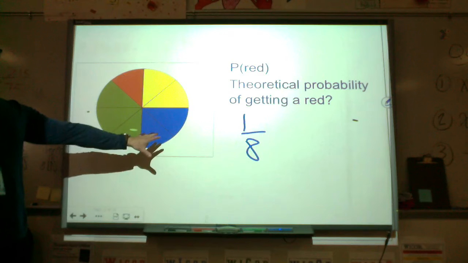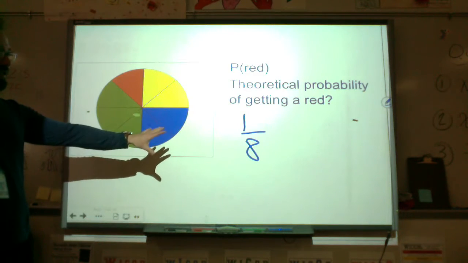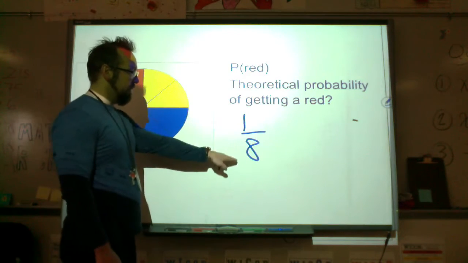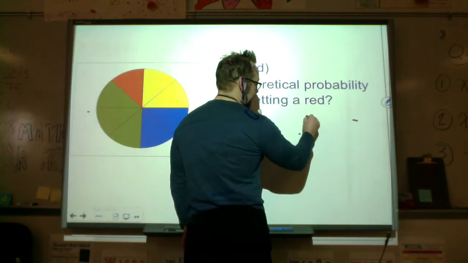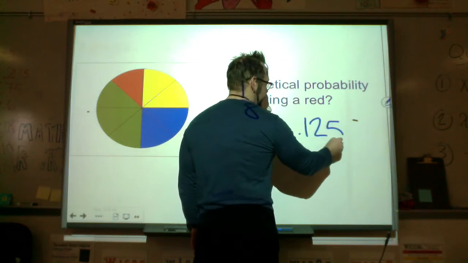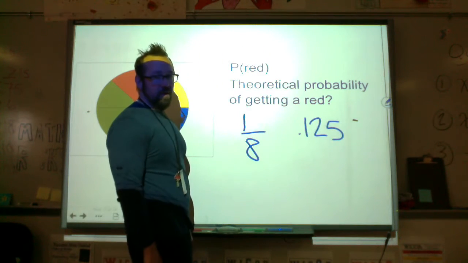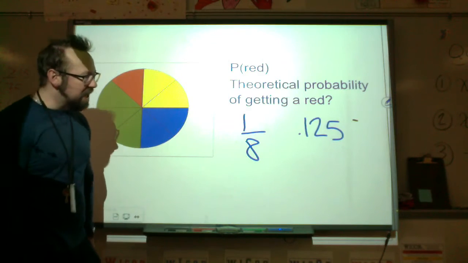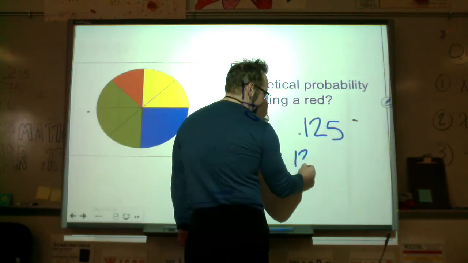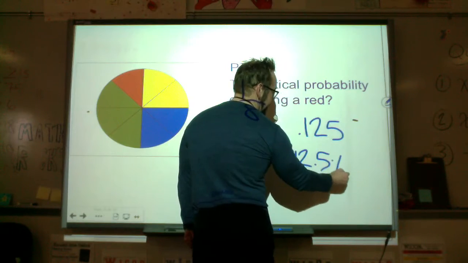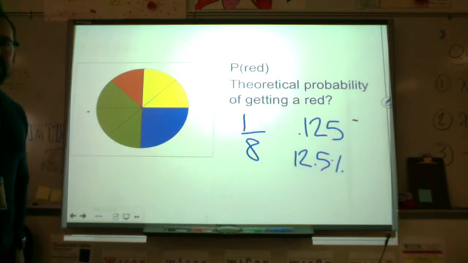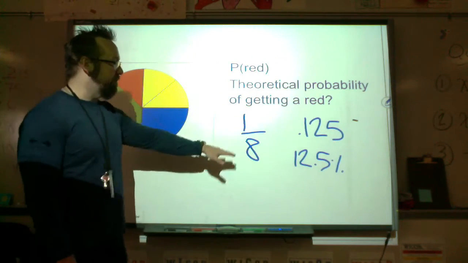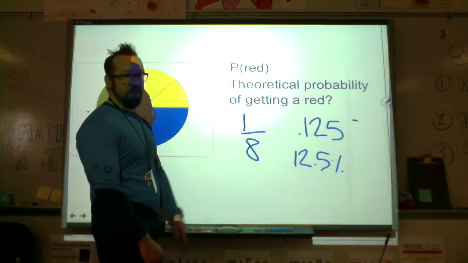And again, you will be expected to also represent this as a decimal. So we can go 1 divided by 8, and as a decimal, it would be 0.125, or 125 thousandths, or 12.5%. So all these represent the same thing. They're just different ways to express it.